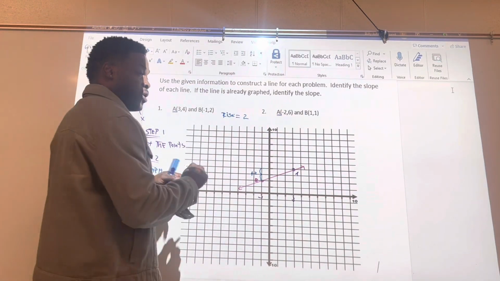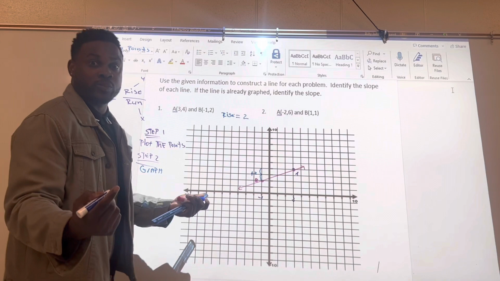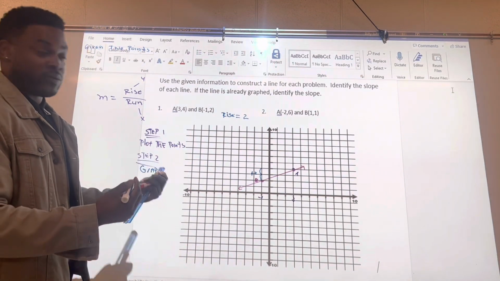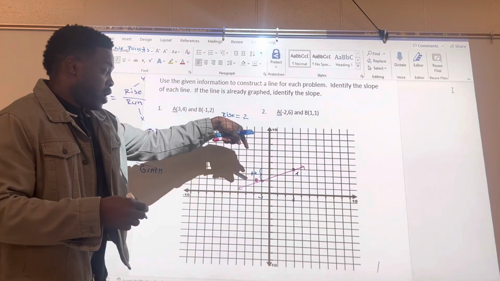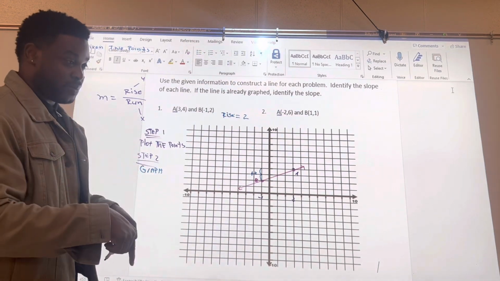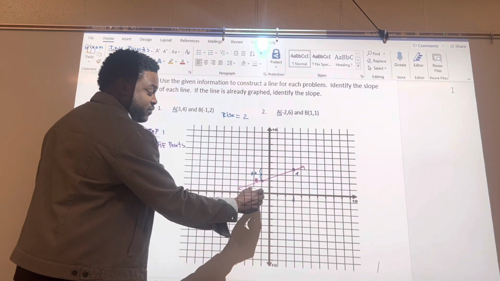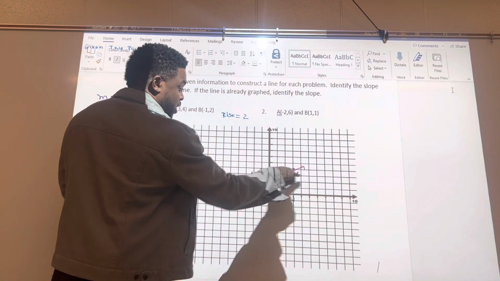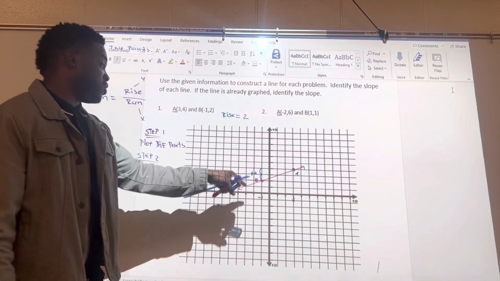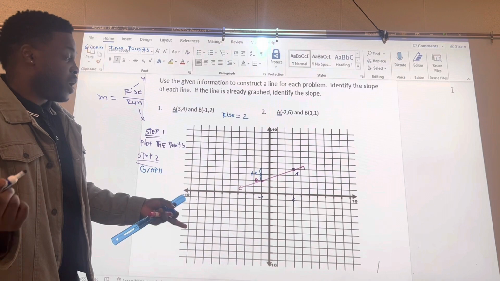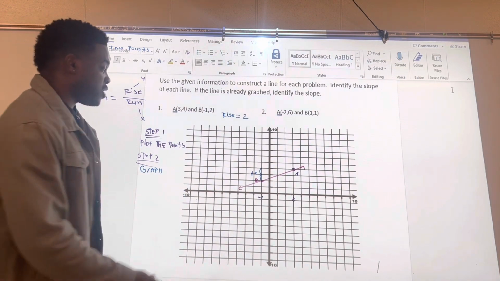Remember, when you're running to the right, you're also positive, and when you're running to the left, your run is negative. And when you're rising to the bottom, let's say I were to go down this way, I can't go down this way because I will not be able to hit the points. I have to go up, and I also know that my slope is positive. So that's why I have to go up.